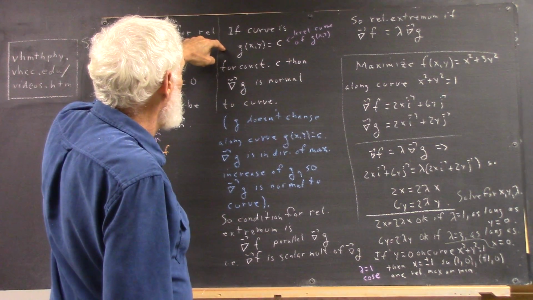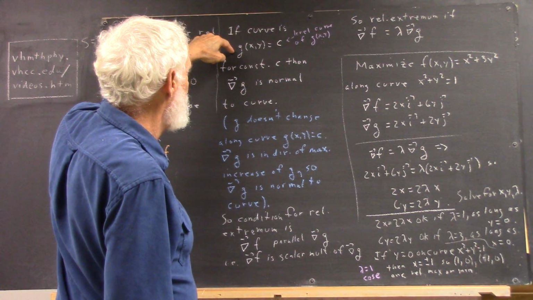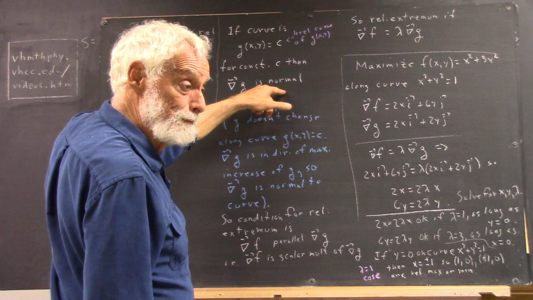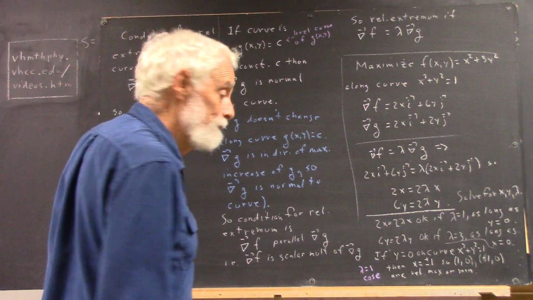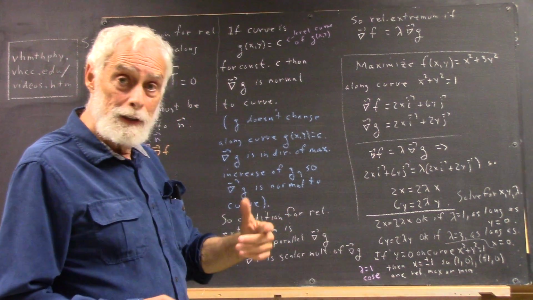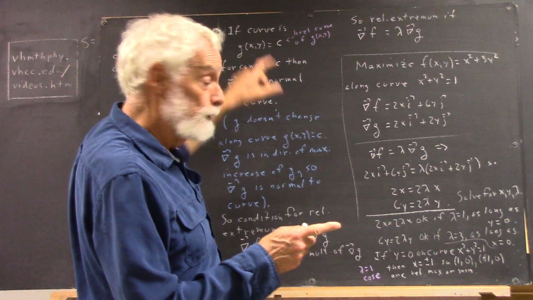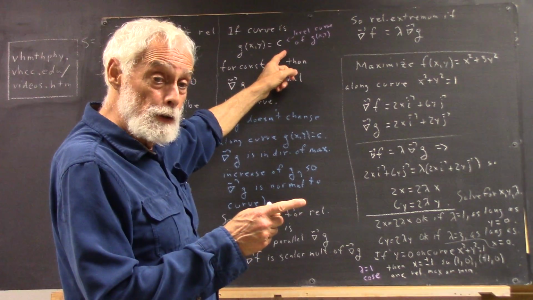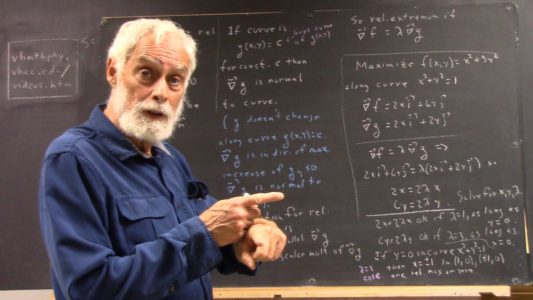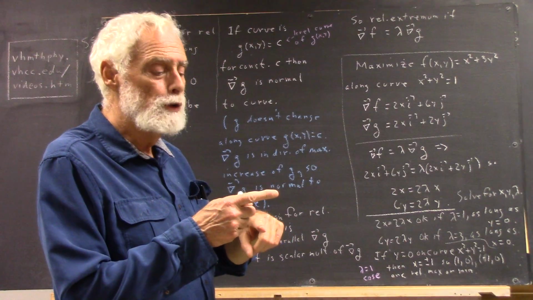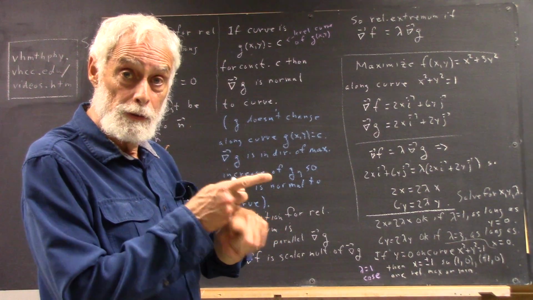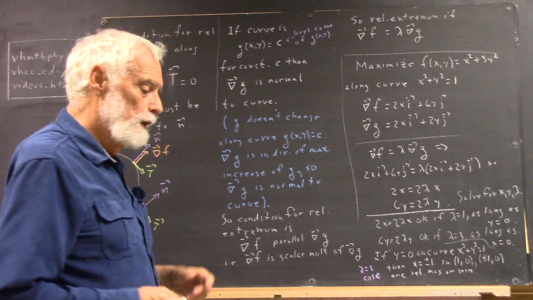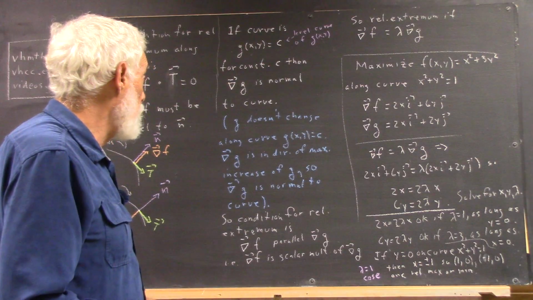Okay? If the curve is this, then its gradient is normal. Okay? Because the gradient is the direction of maximum increase in the function g of xy, and this is a level curve. The curve is in a direction perpendicular to the direction of maximum increase. And we've talked about that, so that's something you should understand well now. If not, give it a little more thought.